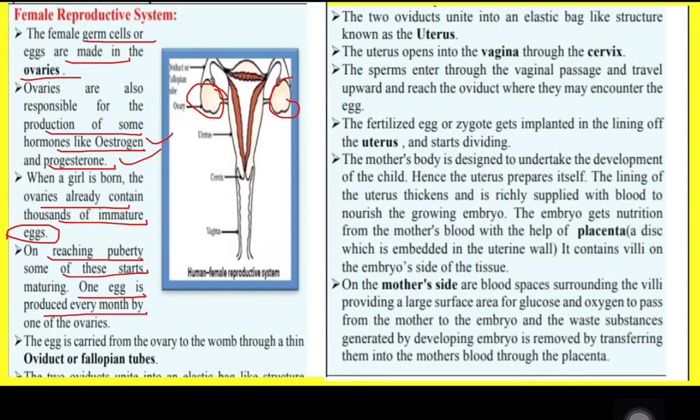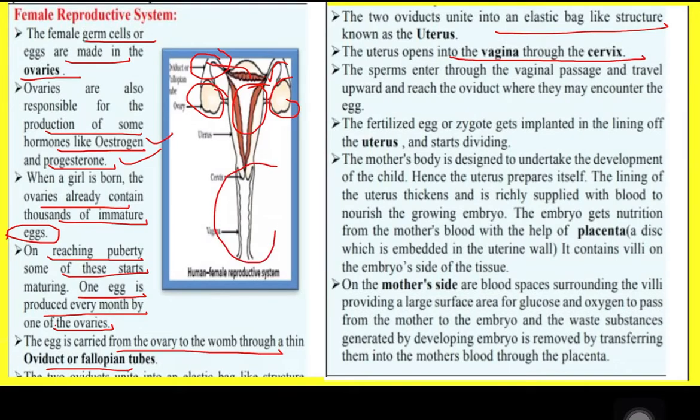Every month one ovary will release one egg, and the egg is carried from the ovary to the womb through the oviduct or fallopian tube. This is the oviduct or fallopian tube. The two oviducts unite into an elastic bag called the uterus. So the oviducts coming from this side and this side are joining in this elastic bag, the uterus, and the uterus opens into the vagina through the cervix. So this is the part on the outside.